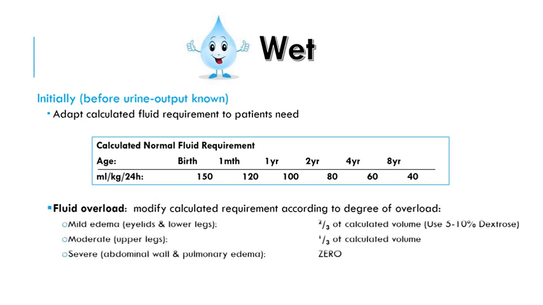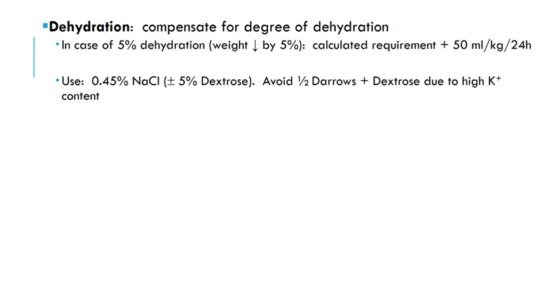So for example, if the patient has fluid overload, you will need to cut back on the fluid, and the amount that you cut back by will be determined by the severity of the fluid overload. So for example, patients with moderate fluid overload, you will give them 1/3 of their calculated volume. If the patient is dehydrated, you will compensate for the degree of dehydration. So you will have to give them normal maintenance plus extra, and that is based on the degree of dehydration.